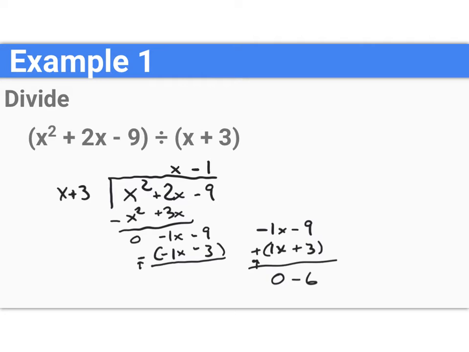Because this 6 is a remainder, x squared plus 2x minus 9 divided by x plus 3 equals x minus 1 with a remainder of 6 over x plus 3. This is kind of weird. I know you're not used to seeing things like this. Oh wait, that was a negative 6. I'm sorry.